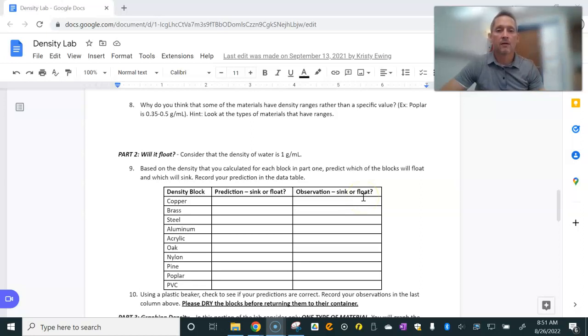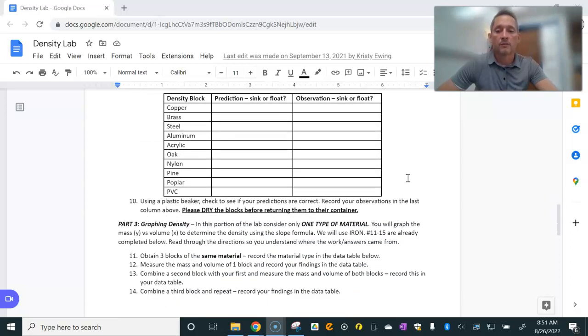Drop it in, take it out, drop it in, take it out, and you're going to record whether it floats or sinks. It's important that you make your prediction first. That way we know what our prediction is compared to what our observation is. See if we were correct on all of them or if we were wrong on all of them. Then you should be able to answer the next question.